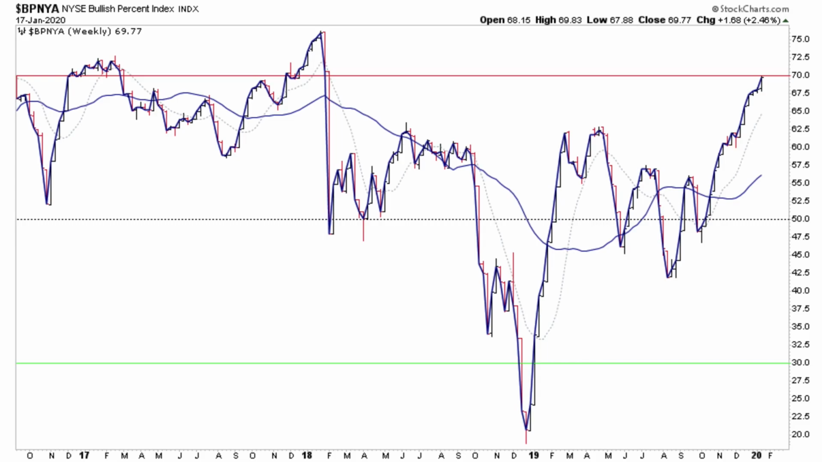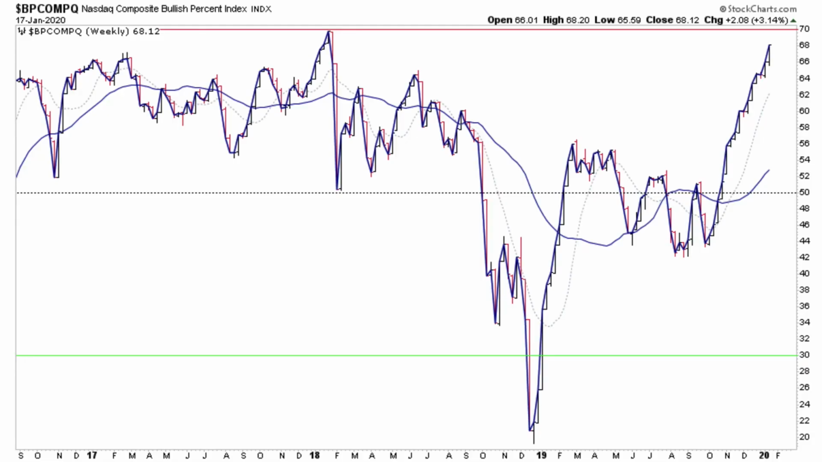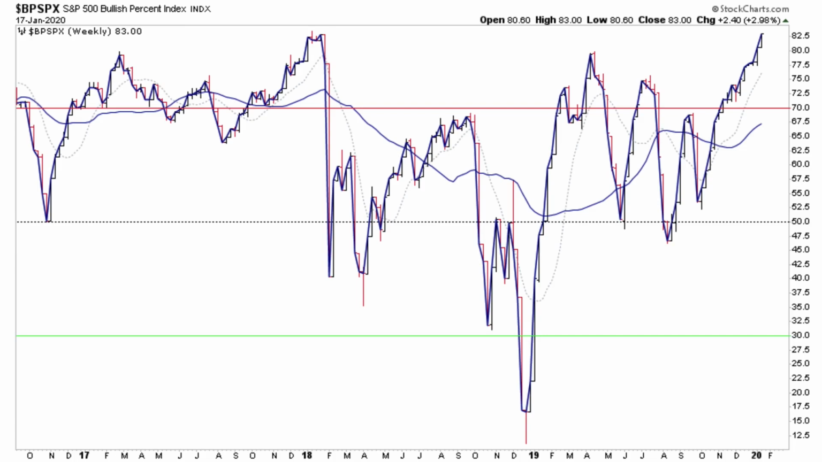So now we're into the market breadth indicators. So this is the NYSE Bullish Percent Index. This is the Nasdaq Composite Bullish Percent Index. This is the S&P 500 Bullish Percent Index.